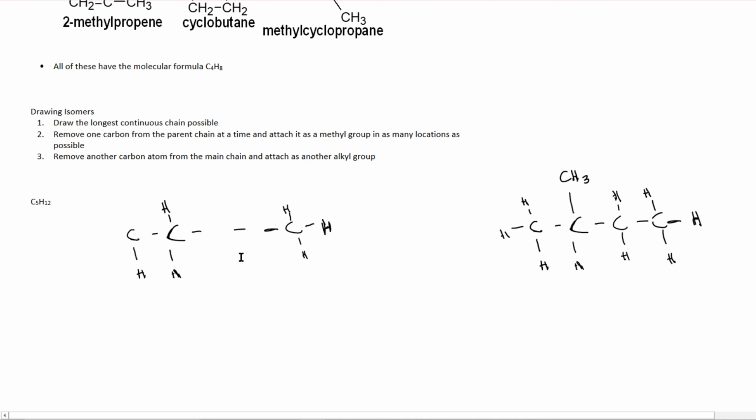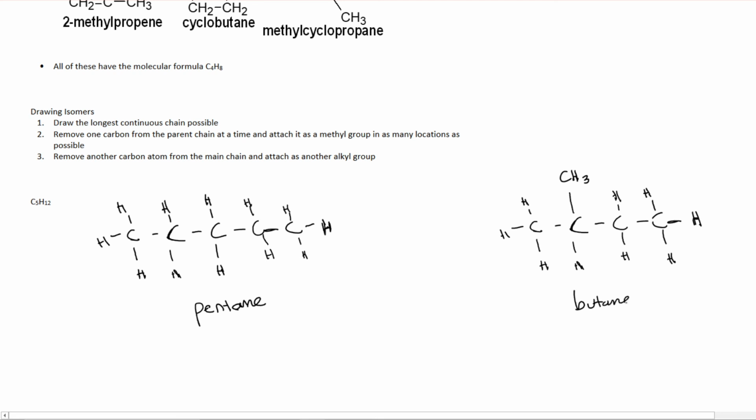What we have here on the left-hand side, you can see we have a 1, 2, 3, 4, 5. We have actually just a pentane. And then on the right-hand side, we can see that we have a 1, 2, 3, 4. So we have a butane.